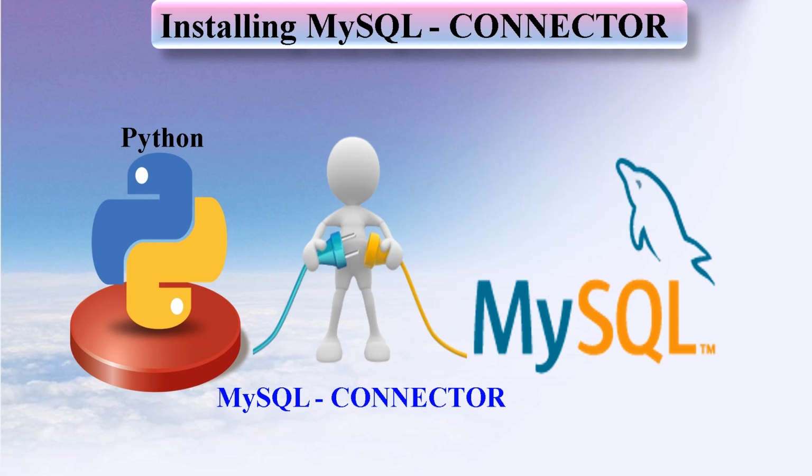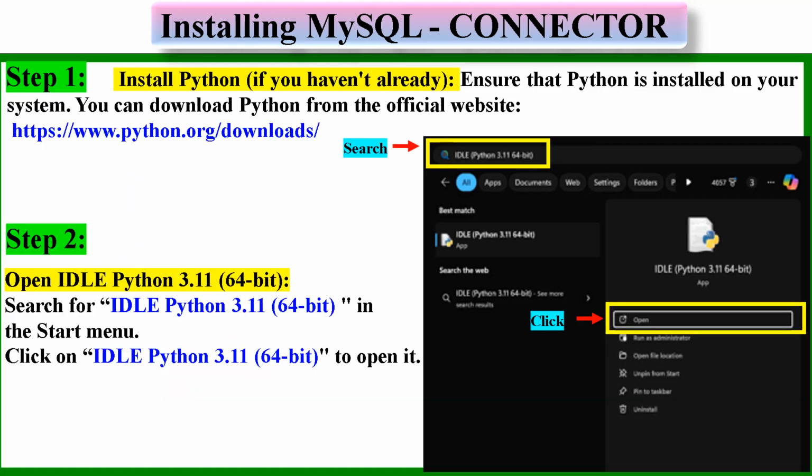Our ultimate goal is to connect Python and MySQL. To do this, we need to install a connector. Let's see the step-by-step guide to install MySQL Connector and connect it with Python. Step 1. Install Python if you haven't already. Ensure that Python is installed on your system. You can download Python from the official website https://www.python.org/download/. You can check my previous video of how to download and install Python in your system. You can check the link in the description box given below.